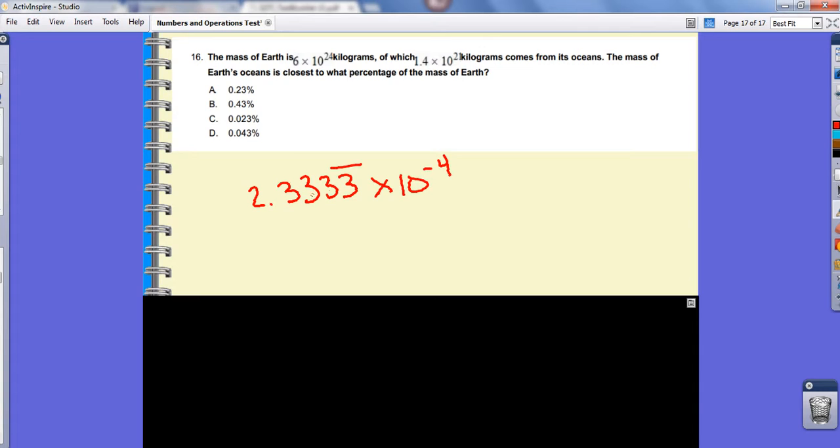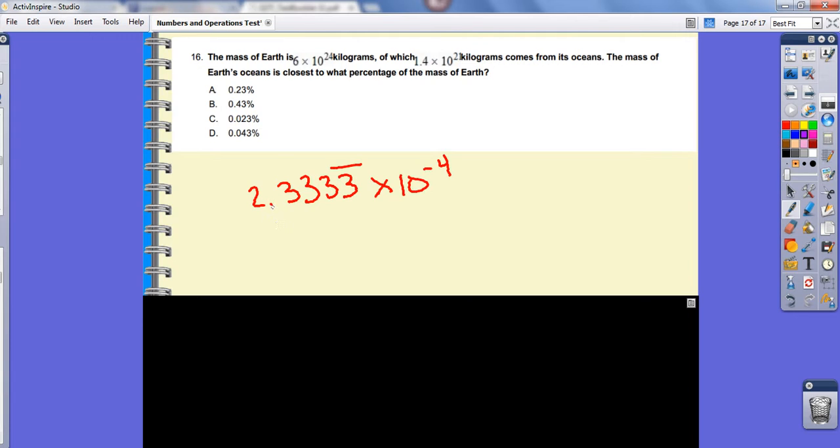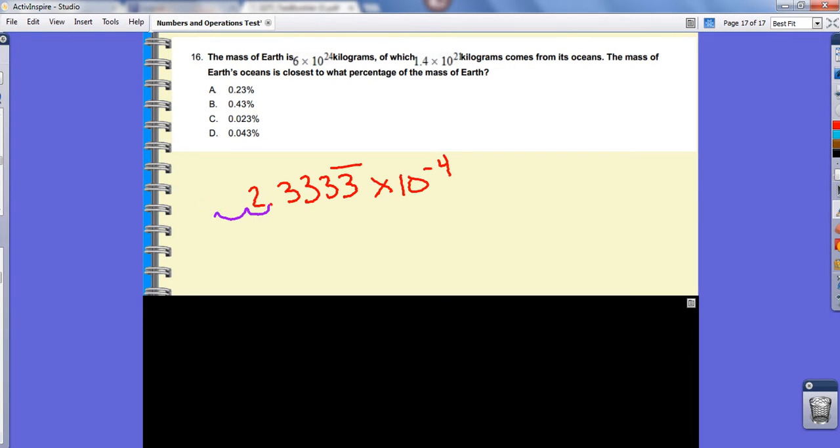So if I want to put this in standard notation, I know that the negative means I need to move my decimal this way because it's going to be a really small number. So when I do that, I'm going to go 1, 2, 3, 4 with my decimal. So when I do that, I'm going to have 0.00023, and I can just make it repeat. So now I do have a decimal.